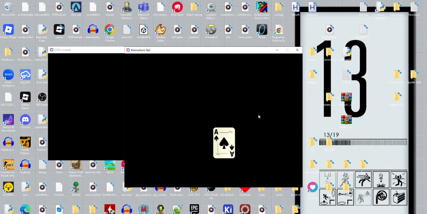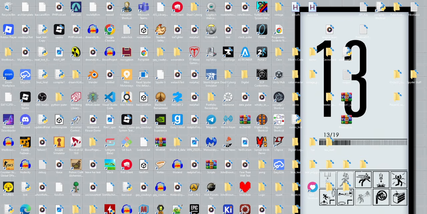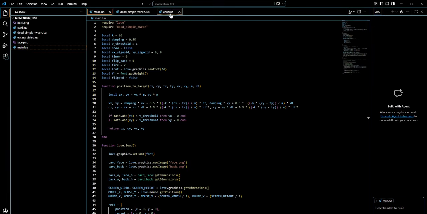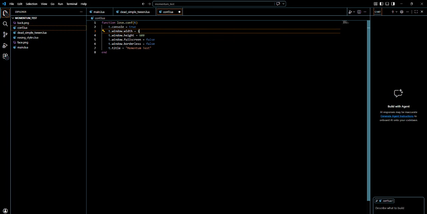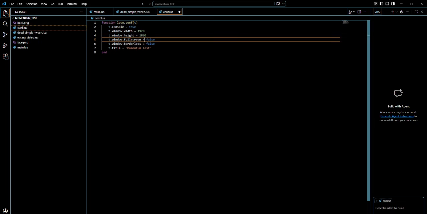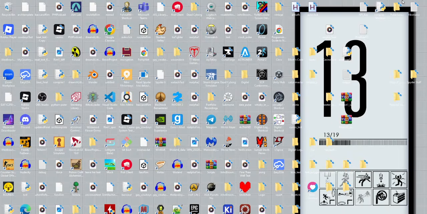It skews the card in the direction of travel. And you can see it bounces it. Here, let me change something in it real quick. If I go to VS Code and set my conf to 1920, 1080, make it full screen and borderless, go ahead and run it. You can see the skew effect more dramatically.